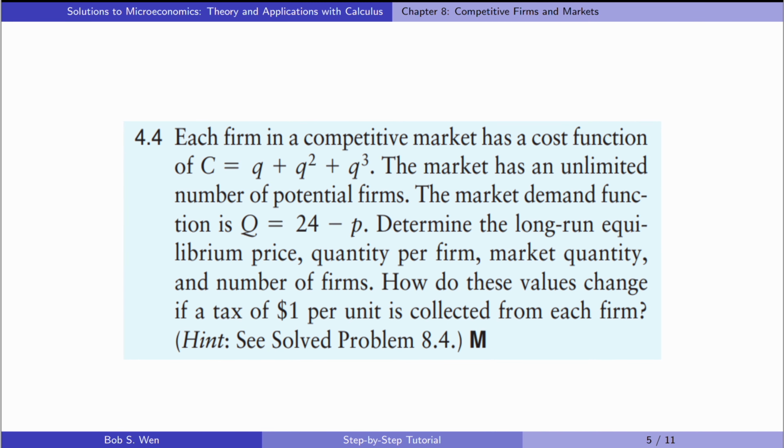Let's find answers to exercise 4.4. Each firm in a competitive market has a cost function as follows. The market has an unlimited number of potential firms. The market demand function is Q equals 24 minus P. Determine the long-run equilibrium price, quantity per firm, market quantity, and number of firms. How do these values change if a tax of $1 per unit is collected from each firm?